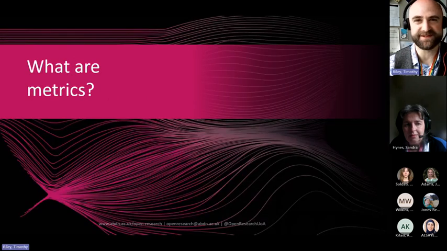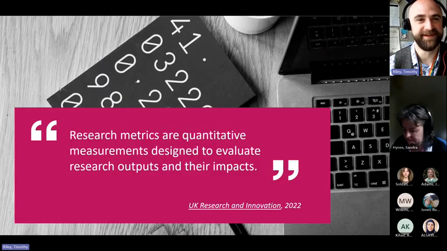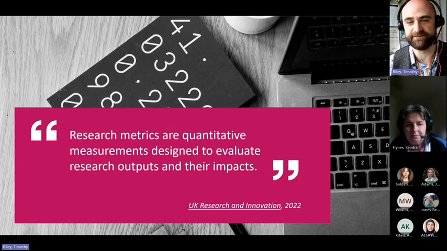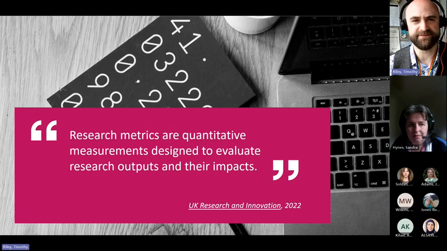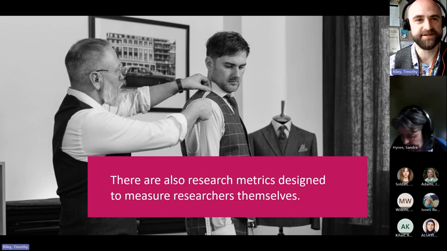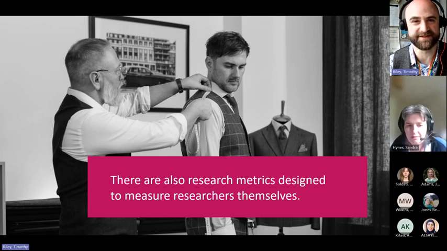Okay, so I suppose the fundamental question to begin with is, what are metrics? What on earth are they? In an academic context, when we're looking at research metrics, they are basically quantitative measurements designed, as it says here, to evaluate research outputs and their impacts. This is a definition from UKRI, which is a body that allocates research funding in the UK. So it's a measure, it's numbers basically, and it's trying to have some kind of objective way of evaluating research outputs. But it's important to remember that metrics might not just cover research outputs, there are also metrics designed to measure researchers themselves. So it's not just things like articles that we're measuring. There have also been initiatives to measure researchers, the people themselves, or research groups or institutions potentially as well.